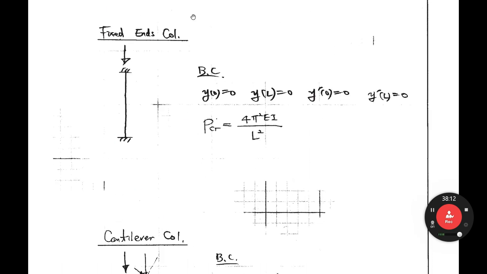How about the fixed end column? Yeah, the general solution is identical. What is that? A sine kx plus B cosine kx plus Cx plus D. Okay? Only the boundary condition is different. The displacement at bottom and top equals 0. The slope at bottom and top equals 0. If you use these boundary conditions, you can ultimately get this PCR.